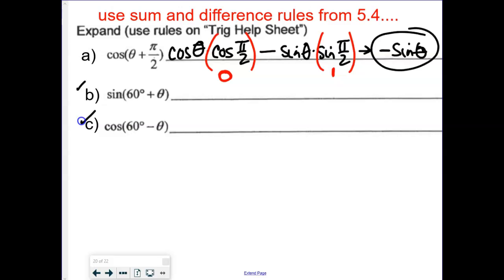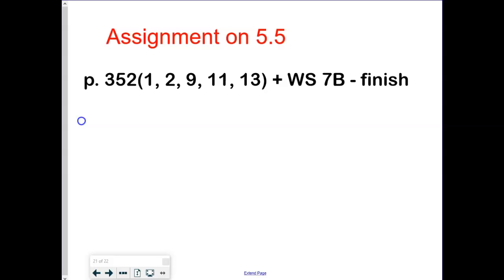The other part of your homework, please remember, is that short book assignment, page 352. All right, good luck.